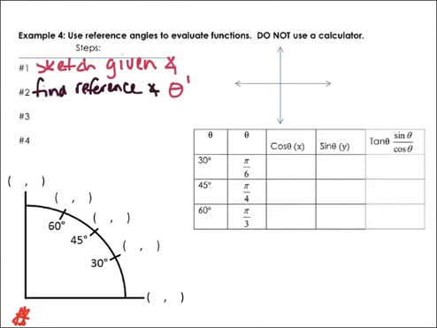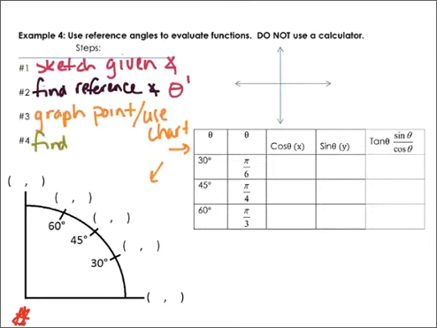Third, I want you to graph the point. And that's what we were doing at the beginning of these notes. You're going to graph the point. And then you're going to use the chart. Graph the point, use the chart, or now there's different charts. We've got this chart here and that unit circle chart there. And last, I want you to find the given function, or find the trig function. So with these, I'm not going to have you find all 6. You'll just find the particular one that you need.